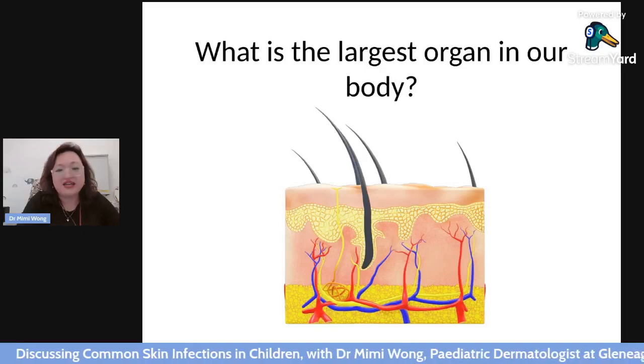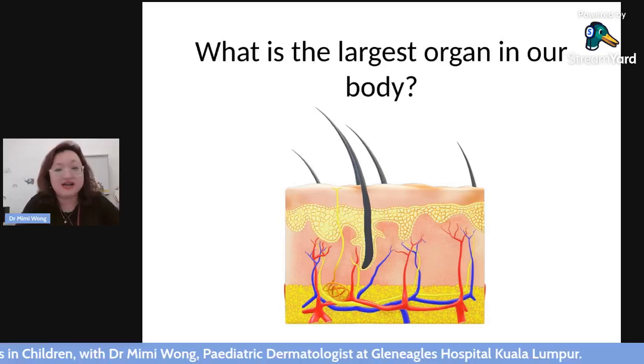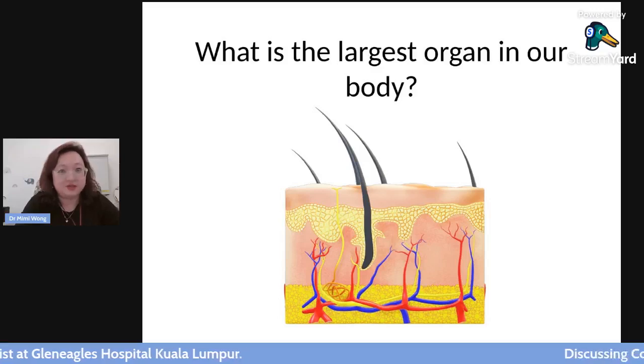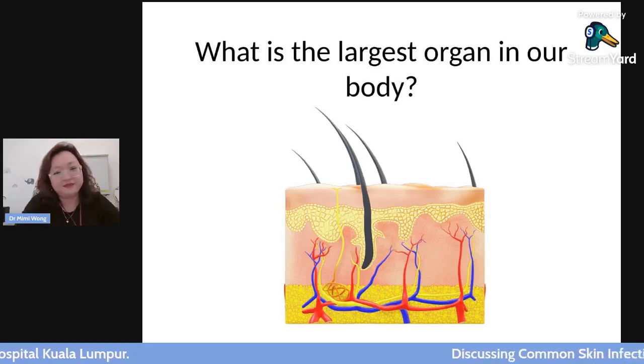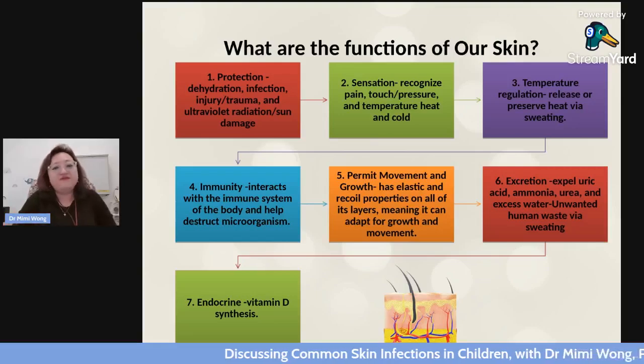Yes, if you answered skin, congratulations. Skin indeed is the largest organ in our body. Being the largest organ in our body, we definitely have to highlight the functions of our skin, which is going to show in the next slide. So what are the main functions of our skin?